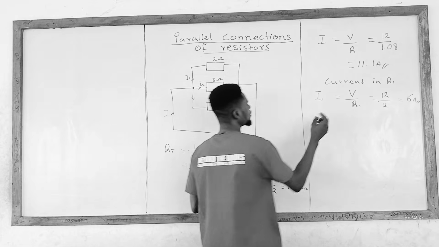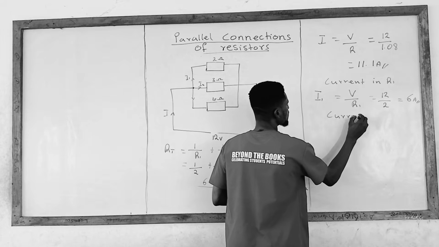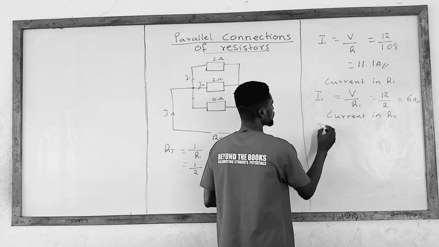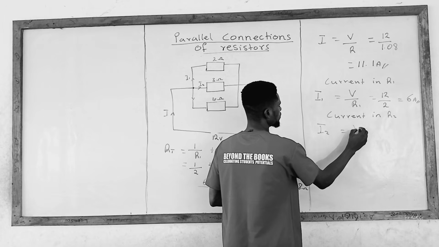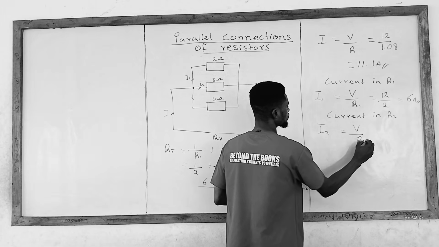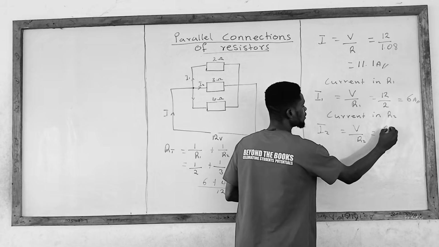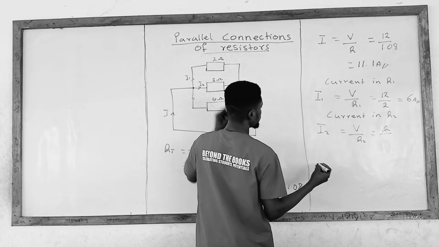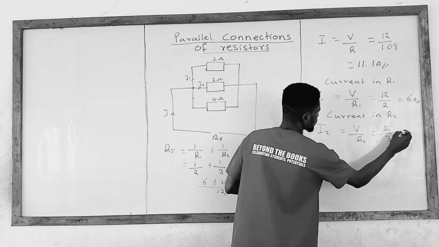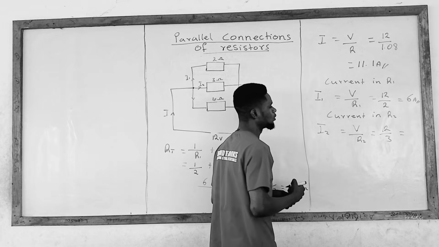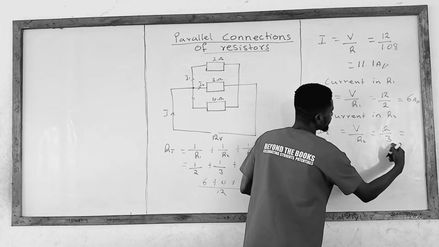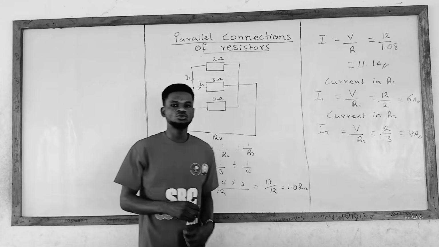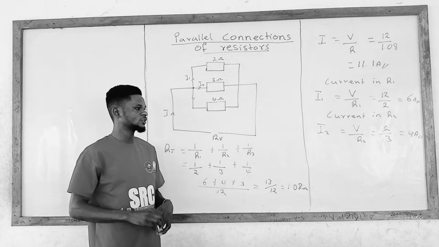Now current in R2. Current in R2 gives us I2, which is equal to V over R2. Our V is given as 12. So 12 divided by R2, that is 3, so 12 divided by 3 will give us 4. So our current in resistor 2 is 4 amps.